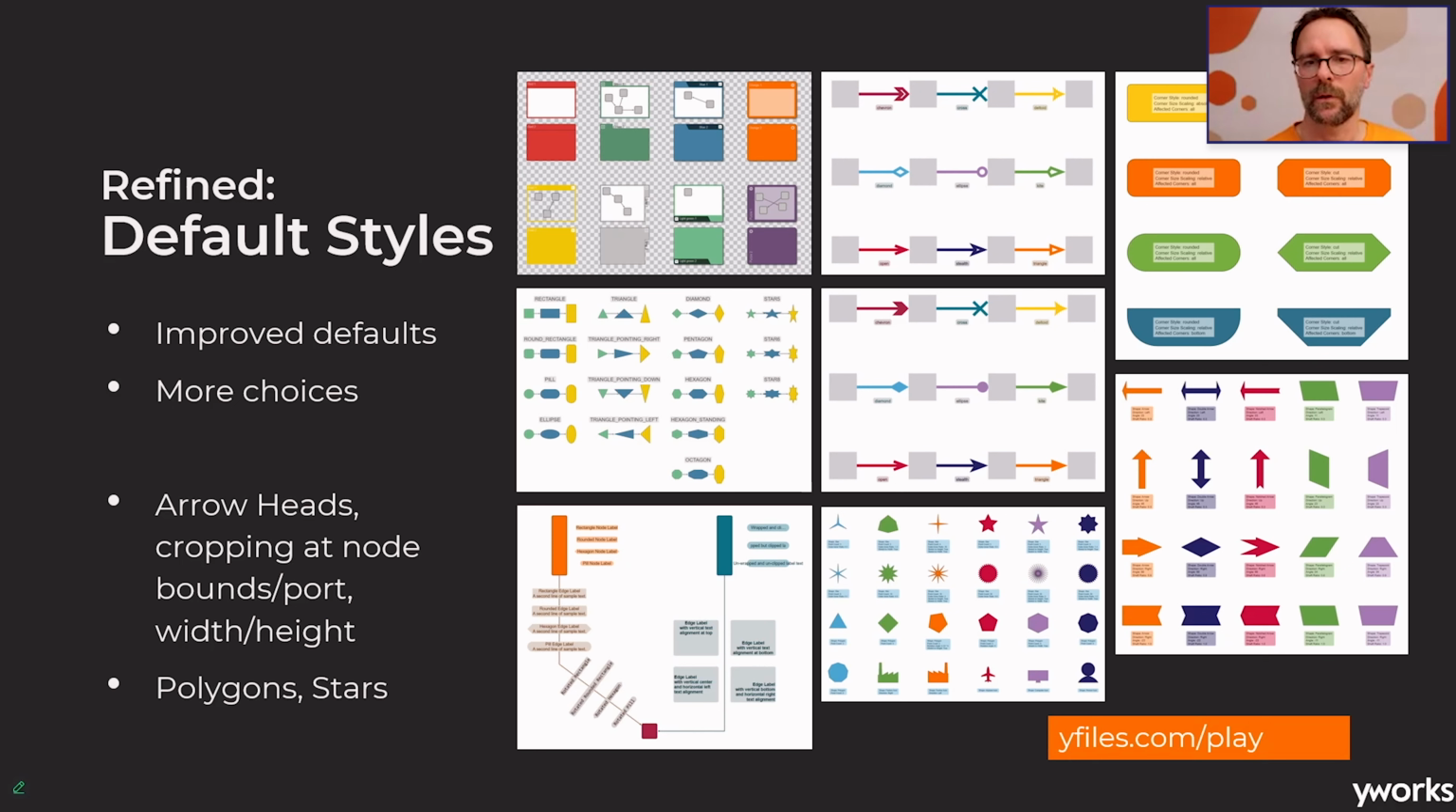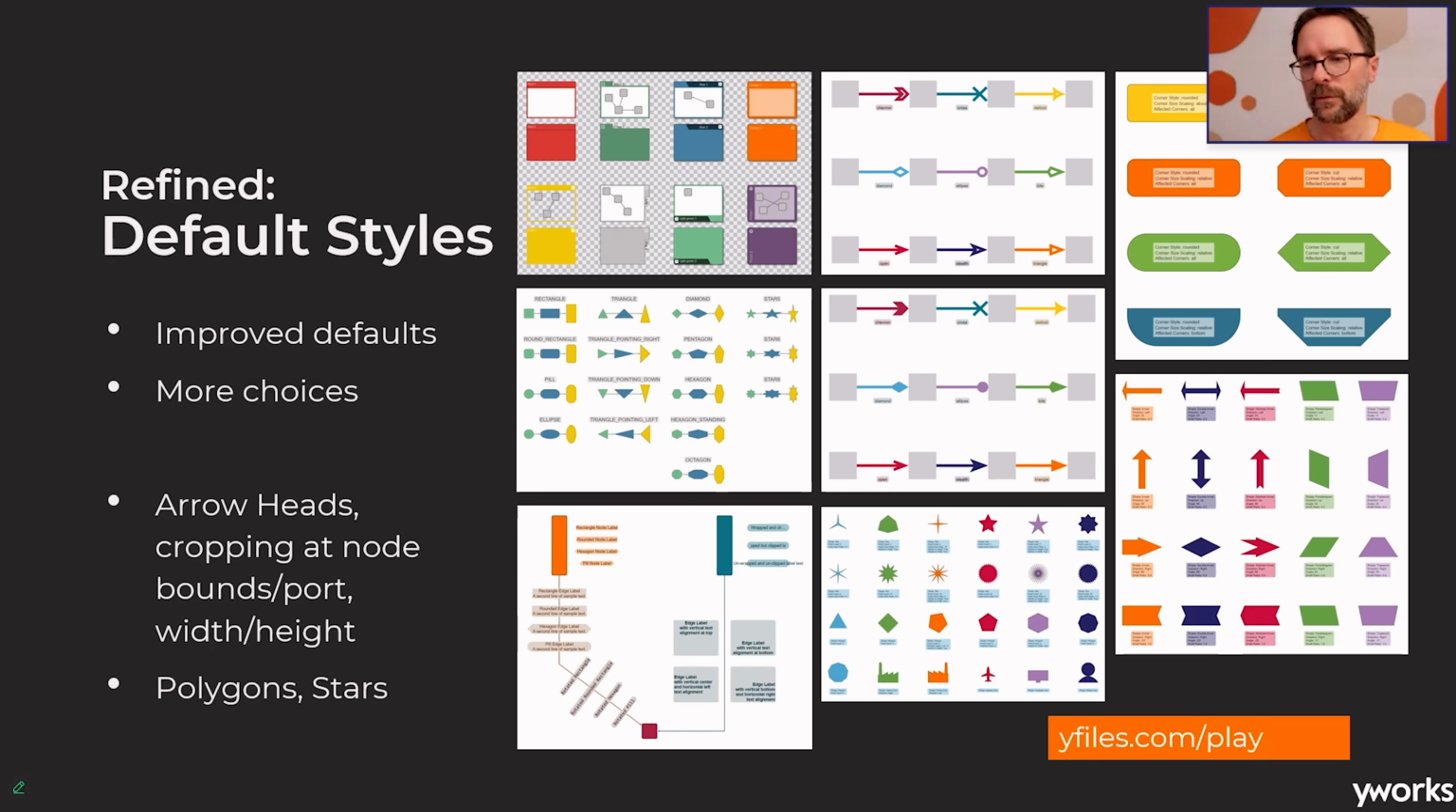So we reviewed all of the ones that we had, as well as aspects like the arrowheads, the number of shapes that we had, the naming of the shapes, and things like that. We reviewed them and improved the defaults and added more choices. One example is the arrowheads over here. Of course, you can have your own arrowheads, but the ones that are available by default in the library are the ones that you can see up here.